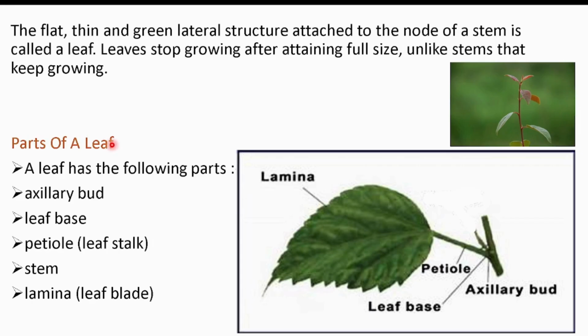Leaf has some following parts such as axillary bud, leaf base, petiole, also known as leaf stalk, stem, lamina, also known as leaf blade. A few minutes before I taught you what is axillary bud. You may rewind the video and go through it.